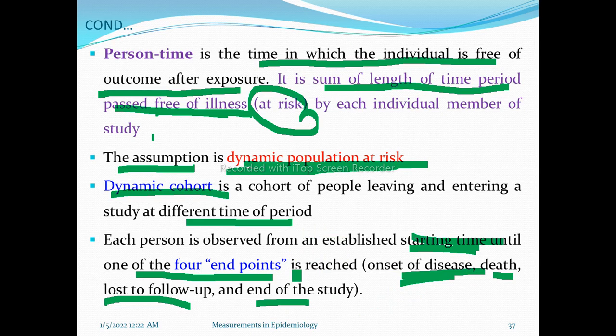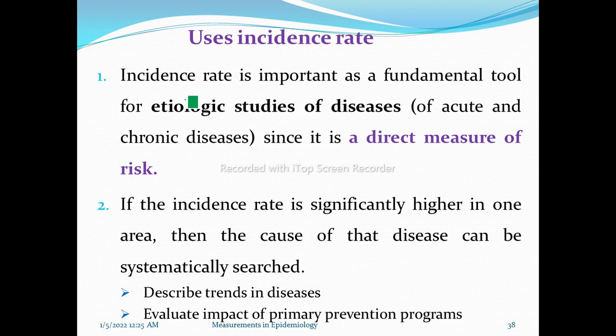So one thing to keep in mind is that in the case of incidence density, we use a dynamic cohort. That means people living and entering the study at different times. That means it's a dynamic population. The other is that the denominator is person-time of observation. So, uses of incidence rate.